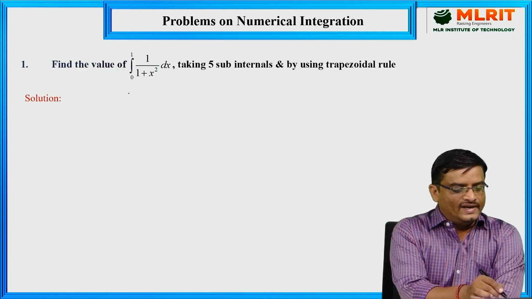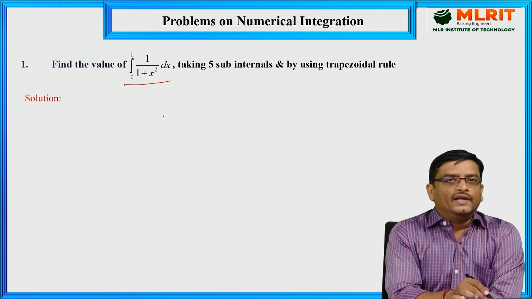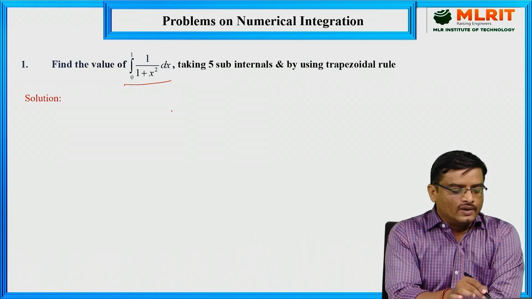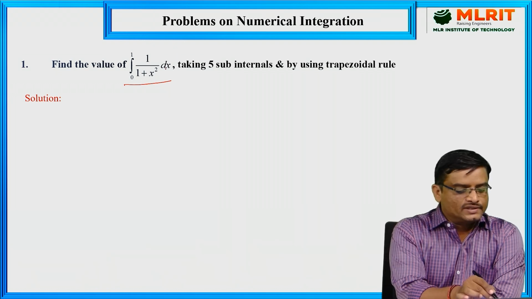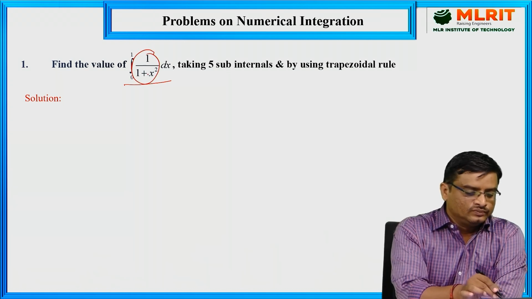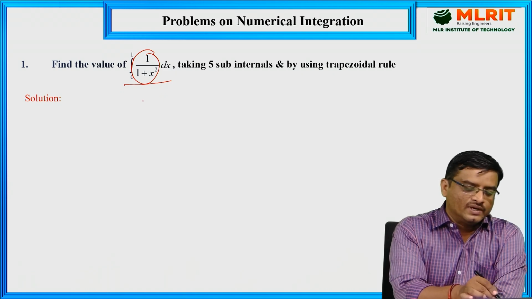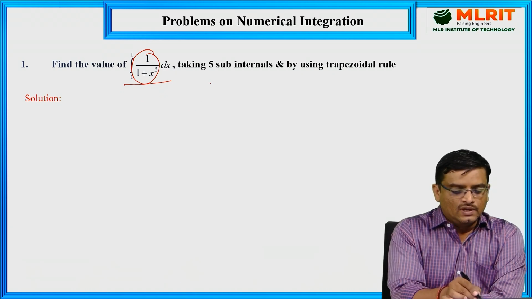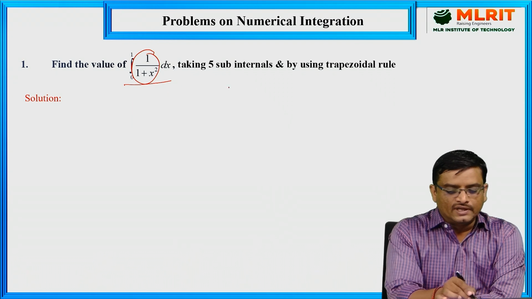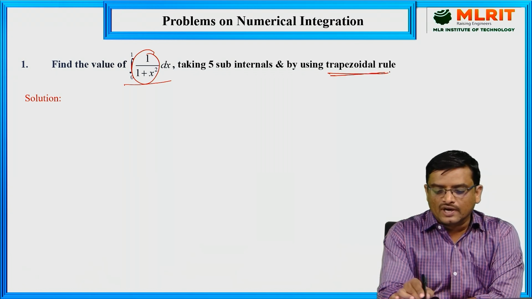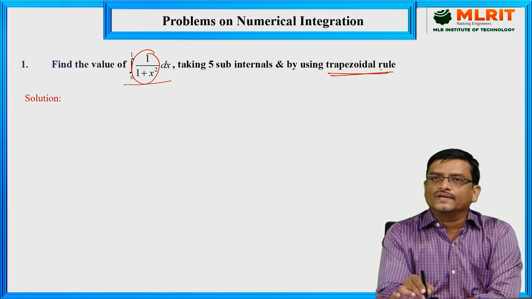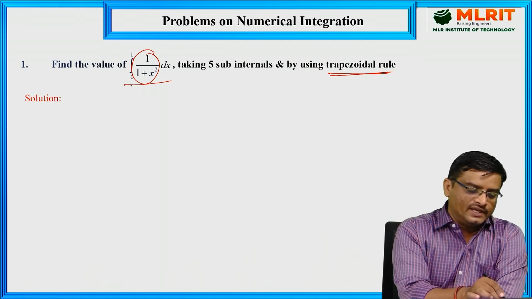Now find the value of the integral from 0 to 1 of 1 by 1 plus x square dx. This is the function given, and we have to find this integral value between the limits 0 to 1 with respect to x. We have to find it by using the trapezoidal rule. He has mentioned the method, so we use it to find the integral value.